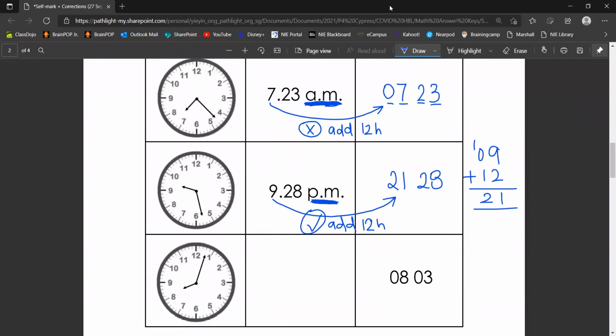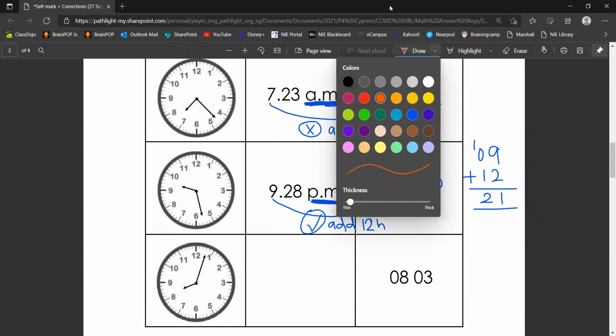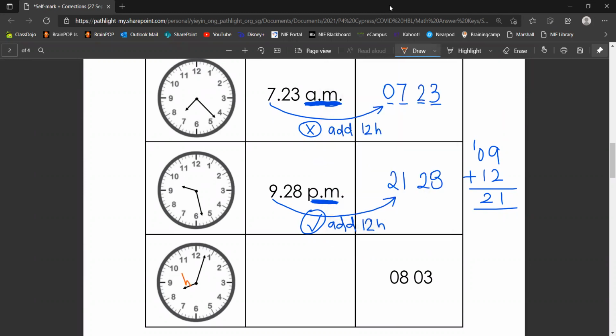Let's take a look at the analog clock on the left. We have our hour hand, the shorter hand over here, and the longer hand is the minute hand. Our hour hand is between 8 and 9. So it is not 9 o'clock yet. It is only 8 point something, 8.1.